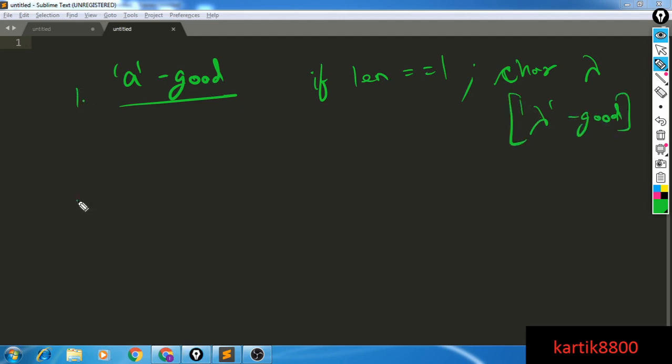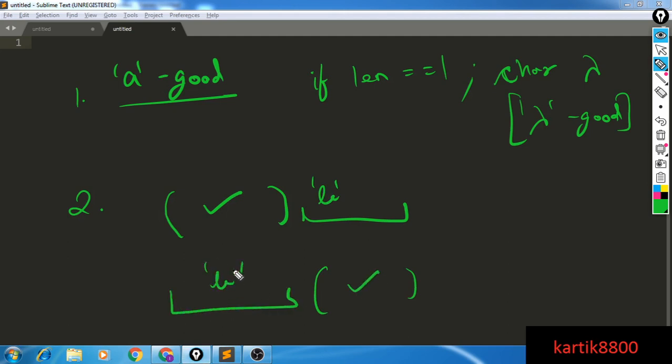Otherwise, if the length of the string is greater than 1, which means it's a power of 2 but greater than 1, then an a-good string is one where the first half is an a-good string and the second half is a b-good string, that is, one character greater than a. If I was trying to find a b-good string, the first half should be a b-good string and the second half should be a c-good string. That's the idea here. Or the other way around: the second half should be an a-good string and the first half should be a b-good string.